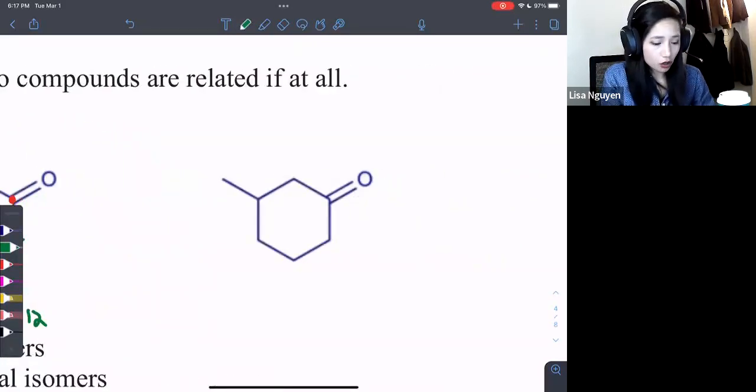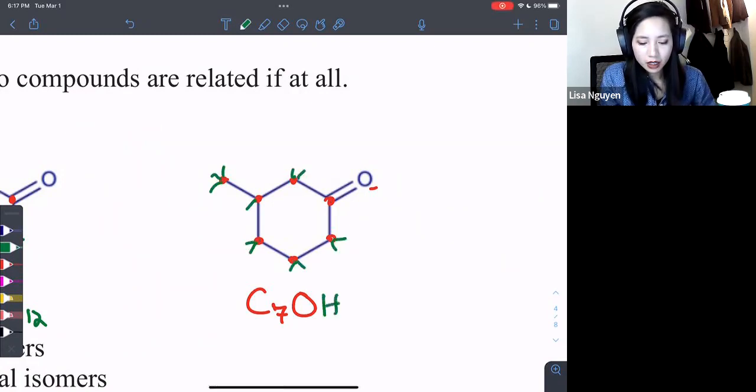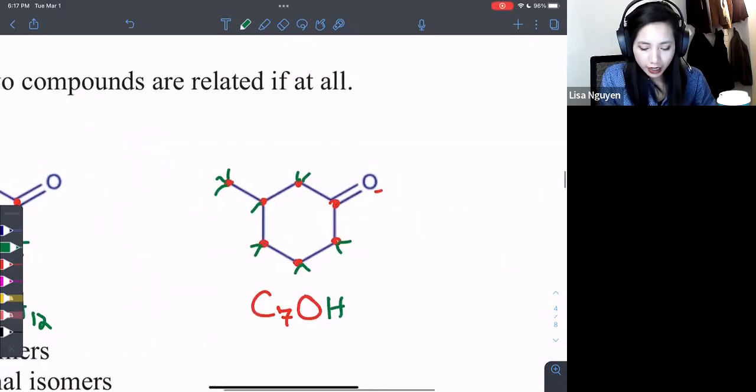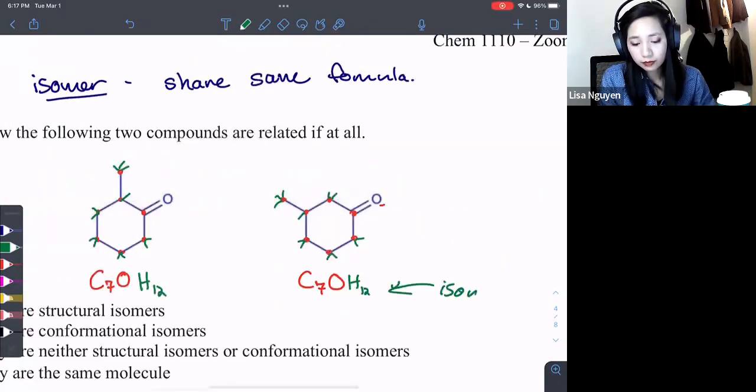So let's look at the other compound as well. Hopefully you can see that these are isomers because you have the exact same chemical formula. So there's 7 carbons. Very good. There's an oxygen from that ketone group there. And then if we draw the hydrogens in, 3, 4, 5, 6, 7, 8, 9, 10, 11, 12. So this is C7H12O as well. So these are isomers because they have the exact same chemical formula.